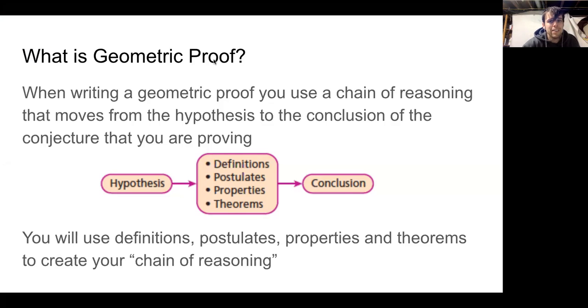Geometric proofs are going to be slightly different. When we're doing a geometric proof, we'll have some sort of conjecture or conditional statement that we're trying to prove, where we start off with a hypothesis and we use any definitions or postulates, properties, theorems, any of these things that we know to show that the conclusion must be true. Using those, we need to create a chain of reasoning or a chain of steps that go from that initial statement, what we know to be true, down to the conclusion. That process of actually creating that chain can be tricky, but that's what geometric proof is.